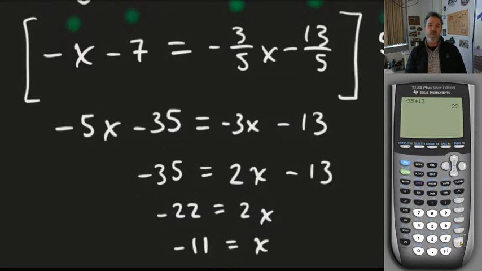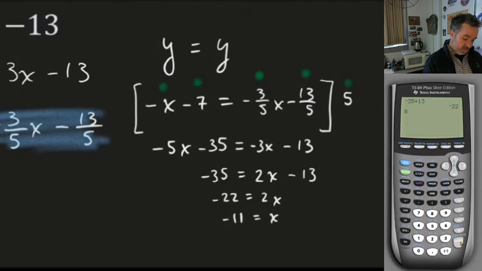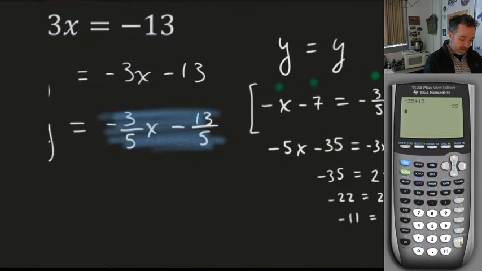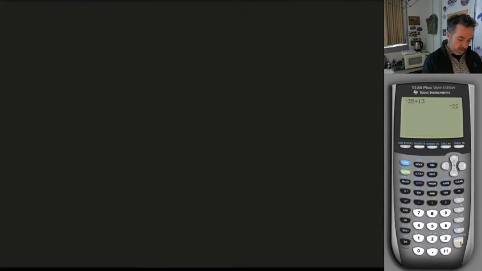So at this point, we know what x is, right? We know the x value where these two lines are going to meet. So the only thing that we need to do now is figure out what y is.